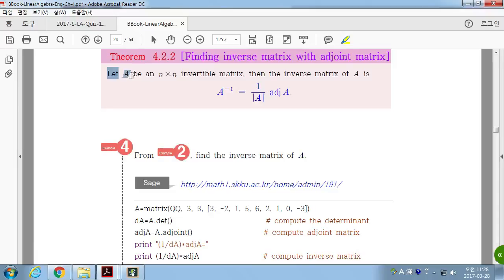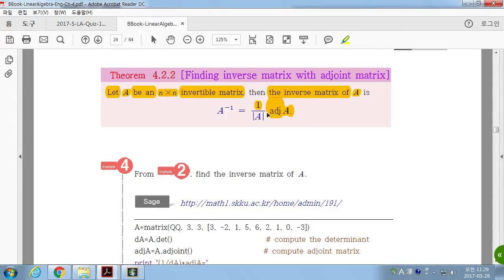Also, let A be an n by n invertible matrix. Then the inverse matrix of A is this. Why? Because A times the adjugate of A was the scalar matrix. So if A inverse exists, multiply A inverse on both sides. Then A inverse A was gone, and A inverse was left, and the identity matrix. Divide both sides by the determinant of A. So the determinant of A goes to the right, and A inverse can be written in this way.